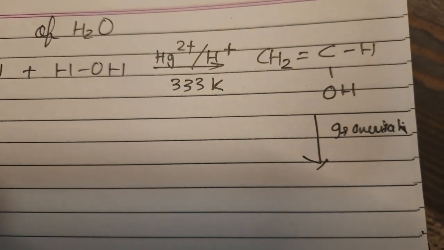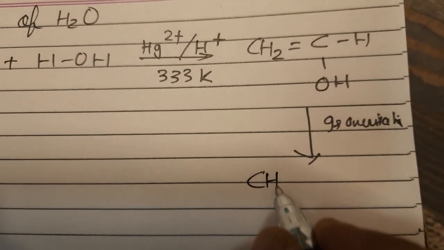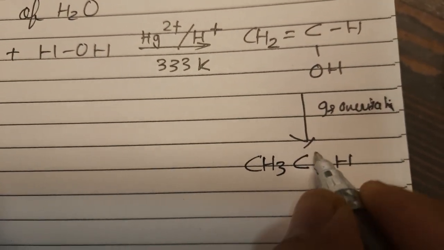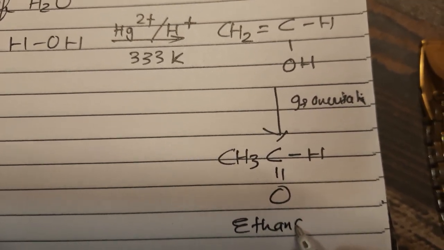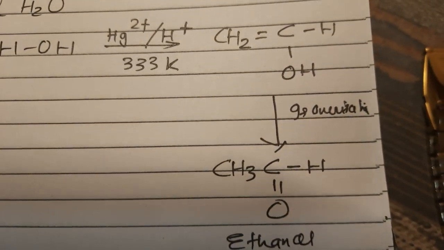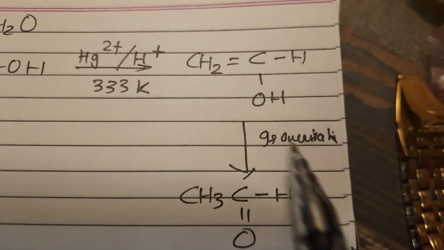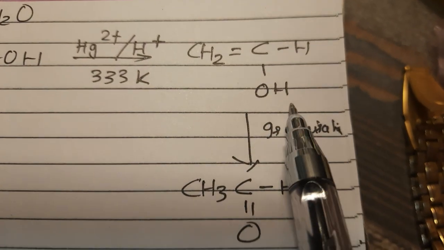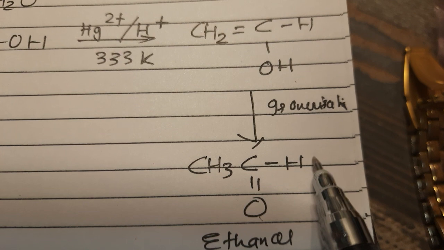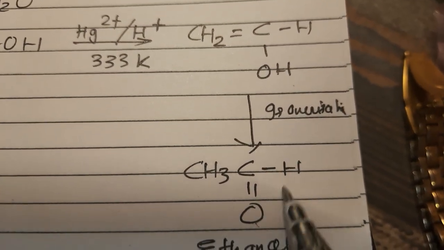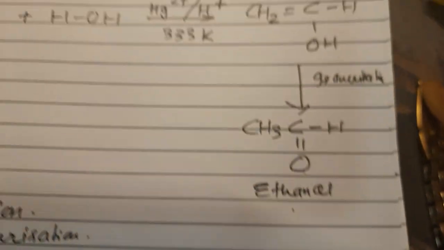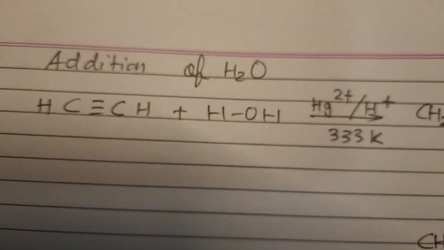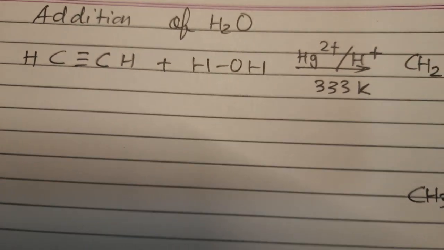And it will give ethanal. The name of the compound is CH3CH double bond O. So this compound is ethanal. If you see, both are the same compounds, same molecular formula, but different structure. Here an alcohol group is there, here an aldehyde group is there. So this compound is known as ethanal. Two carbon atoms are there. So in this way, H2O is added to ethyne, or any of the alkynes.